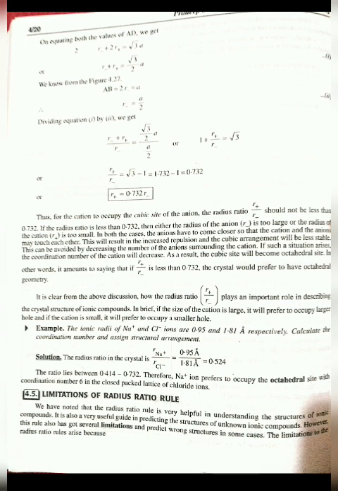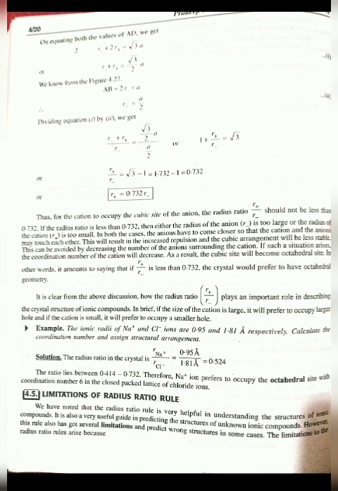Thus, for the cation to occupy the cubic site of the anion, the radius ratio R positive upon R negative should not be less than 0.732. If the radius ratio is less than 0.732, then either the radius of the anion R negative is too large, or the radius of the cation R positive is too small. In both cases, the anions have to come closer so that the cation and the anions may touch each other. This will result in increased repulsion and the cubic arrangement will be less stable.